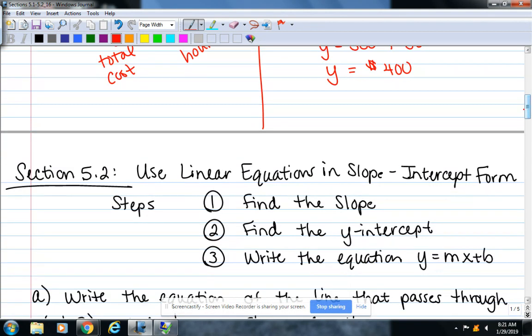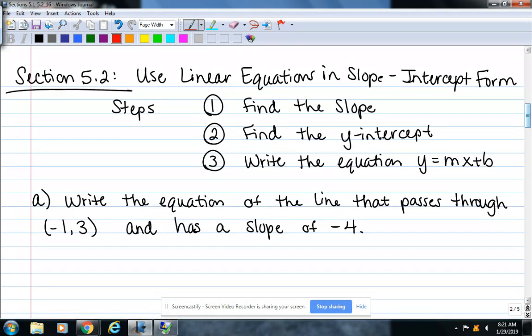All right, that's all of section 5.1. 5.2 goes right along with it. Very, very similar. If y'all just want to keep going on the same page you've got, it's fine. If you want to get out new paper, that's fine. It's up to you. It's your notes.